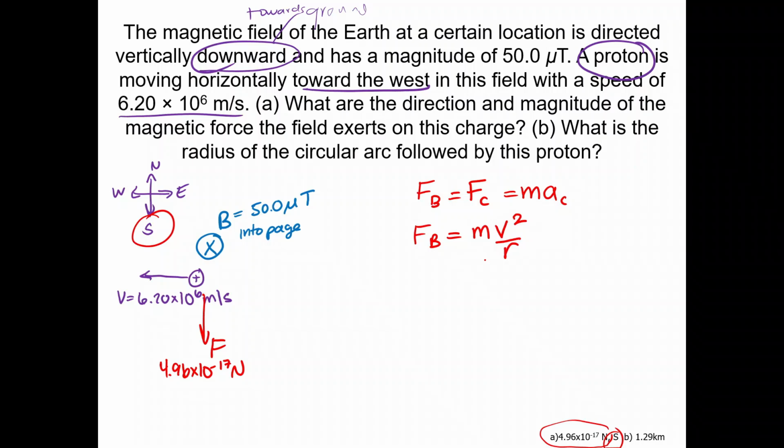So I could then solve for r. Like I said, I'm doing this one just as if I had just found my force. I'm going to multiply r on both sides. The r's cancel, so I get r times F_B is equal to mv squared. And then I divide both sides by F_B.